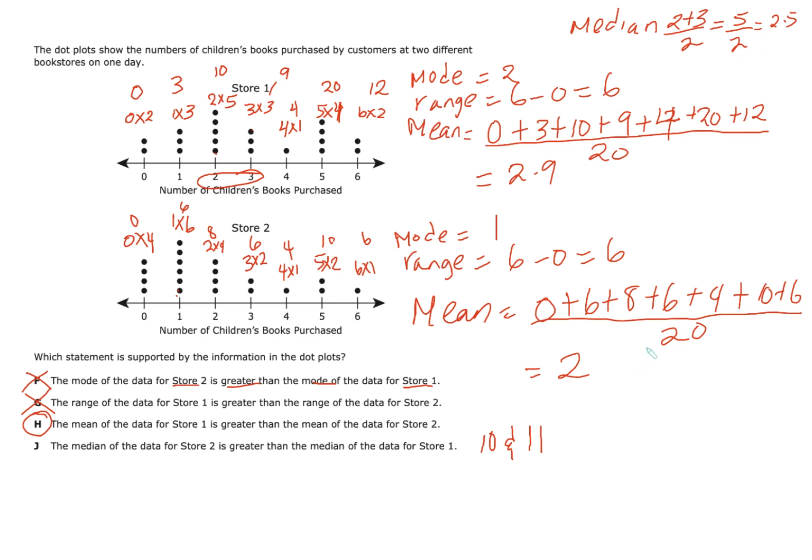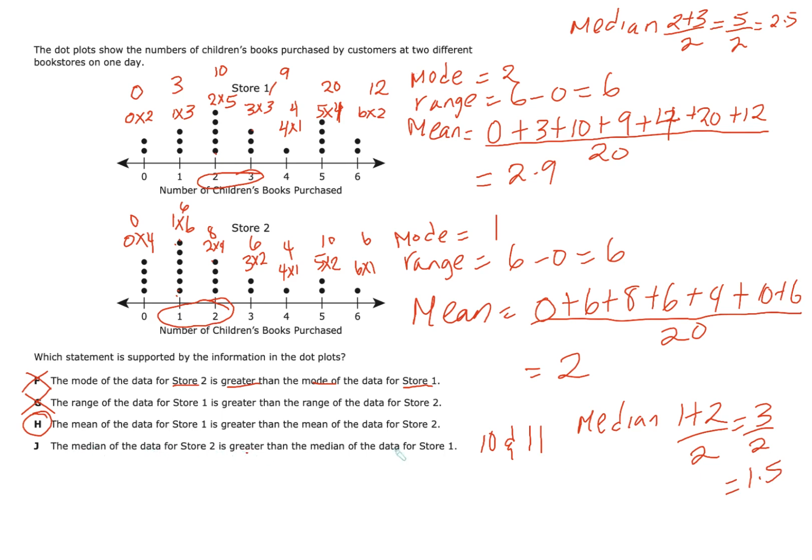For store 2, you still also have 20 data points. So your median would be your 10th and 11th point. So let's find where those occur. So we have 1, 2, 3, 4, 5, 6, 7, 8, 9, 10. So 10 and 11. So your median is occurring between 1 and 2. So if you add 1 plus 2 and divide by 2, that's 3 divided by 2. So that's 1.5.